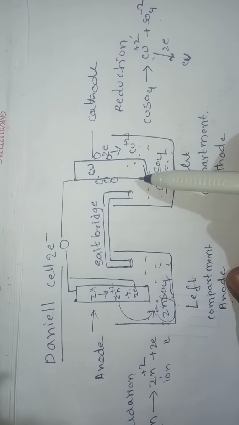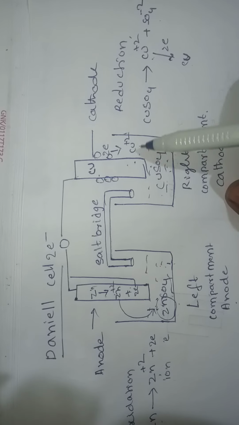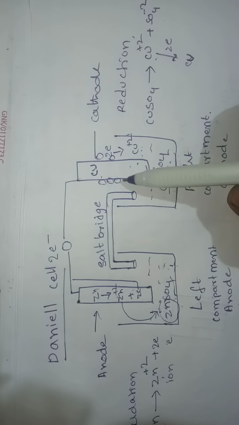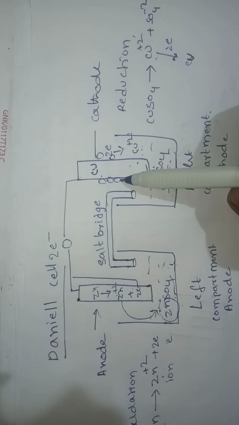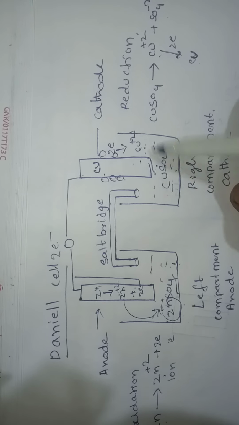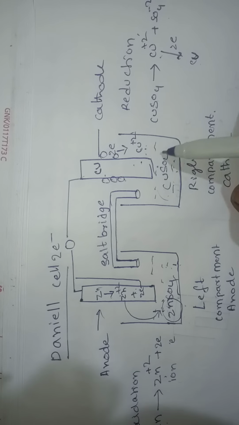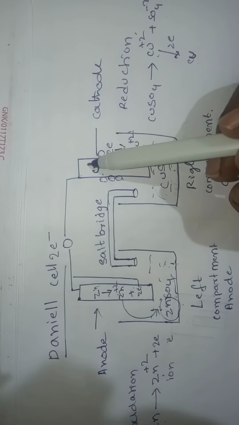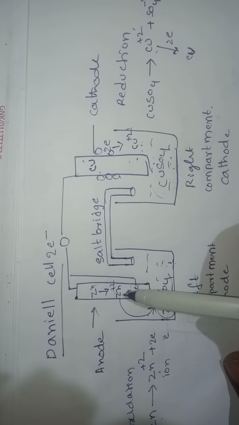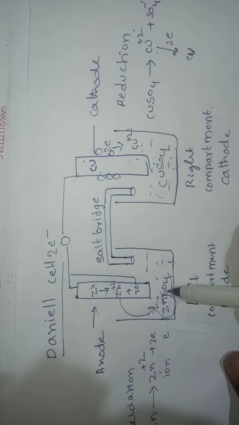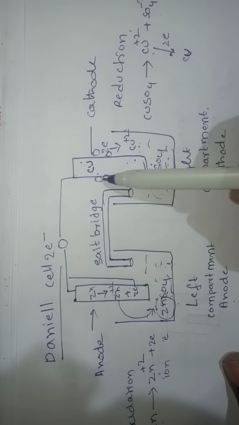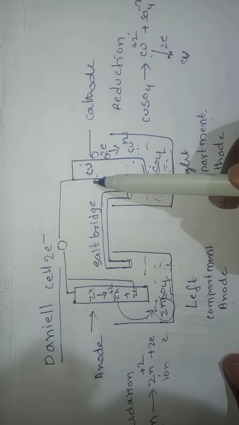Whereas when you come to this side, because these cupric ions are converted into copper metal, which is deposited at the metal rod, that means the concentration of cupric ions decreases and the size of this electrode increases. Here the size of the metal electrode decreases due to loss of ions into the electrolytic solution, whereas here the size of the electrode increases due to gain of copper metal, or deposition of the copper metal.